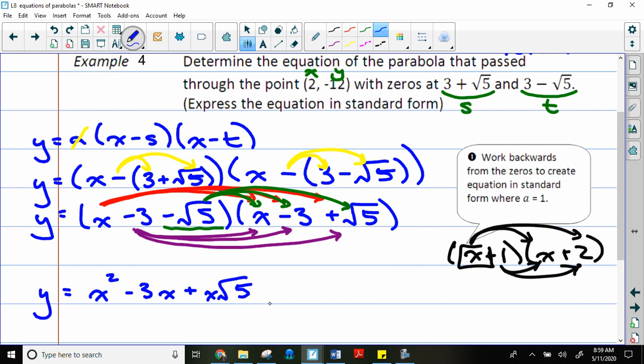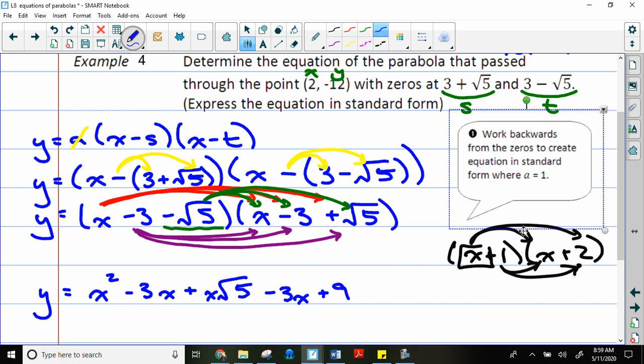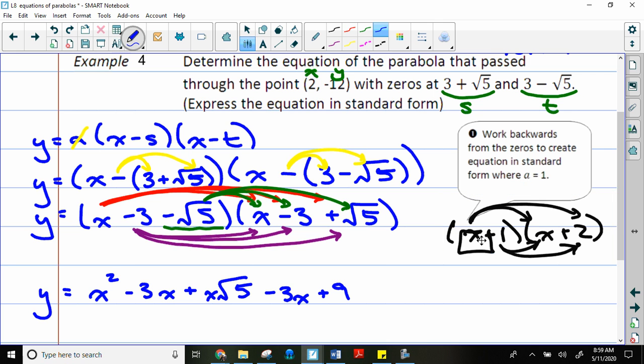Negative 3 times x, negative 3x. Negative 3 times negative 3, positive 9. I'm just going to move this up a little bit because I feel it's important. Okay, where was I? Positive 9. That was the negative 3 times negative 3, so I've got to go negative 3 times root 5, negative 3 root 5. Okay, negative root 5 times x, negative x root 5.